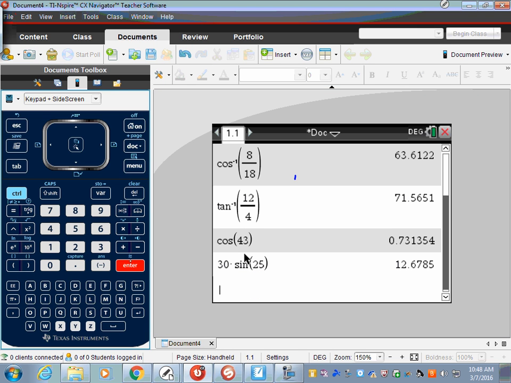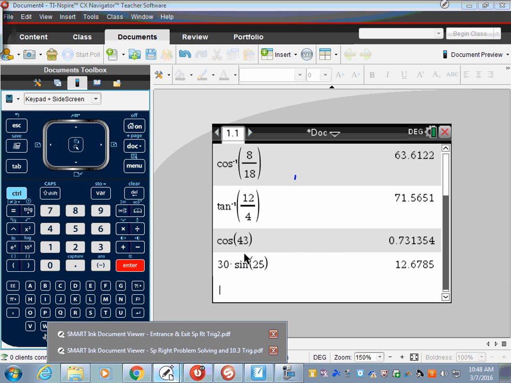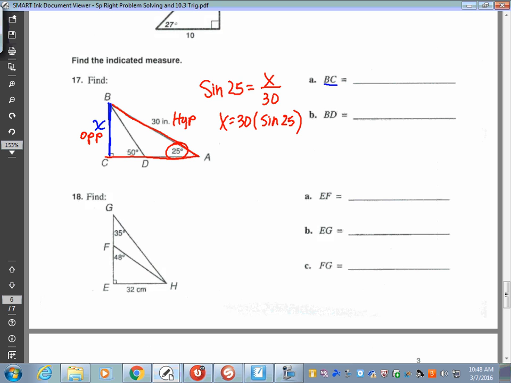All right, so we round to the nearest 10th. What we get? All right, 12.7. So now that we have that measurement, BC is going to be 12.7. I'm going to go ahead and put it over here as well, 12.7, because I want us to find BD. Yeah, sorry. All right, BD represents what?